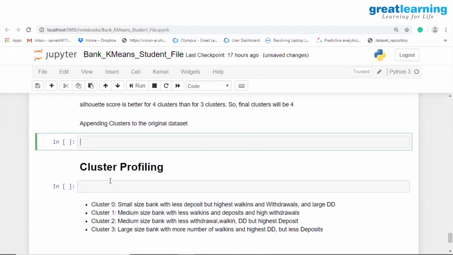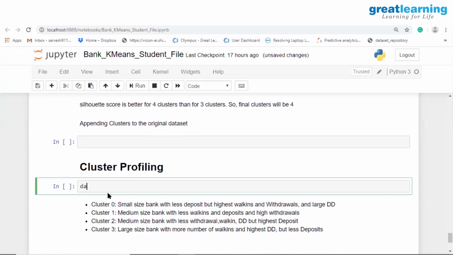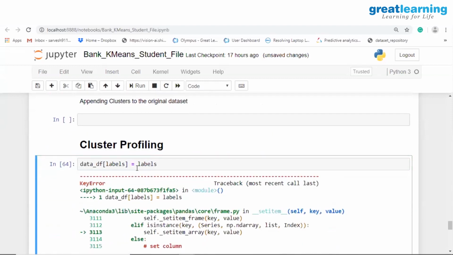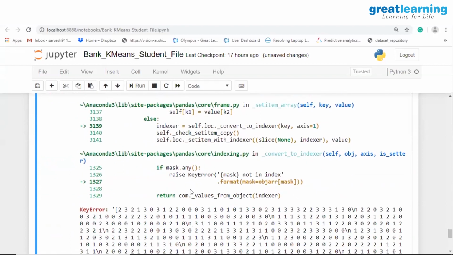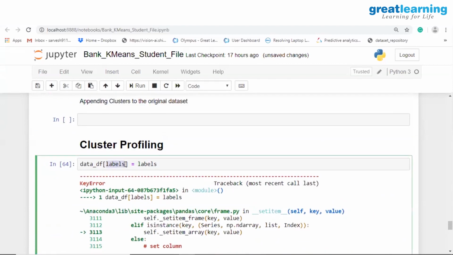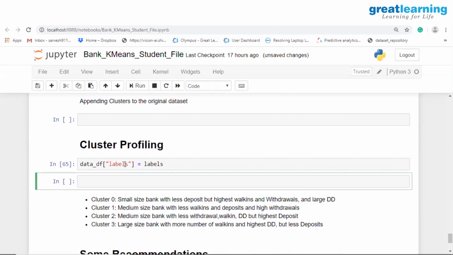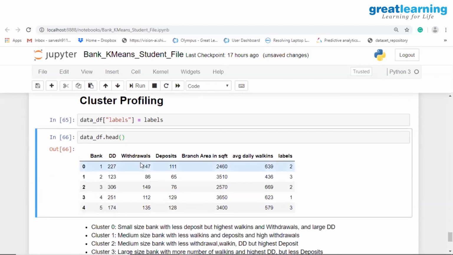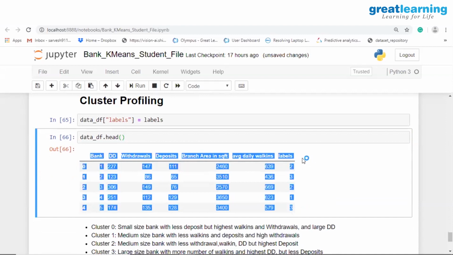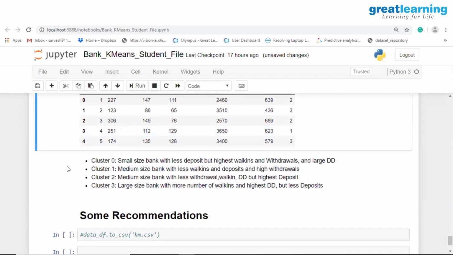And I have to profile the clusters. In the data df, I'm creating labels. Labels is the name that I have created. Now data df dot head. So I have labels created as an additional column. Now I have to do the customer profiling.